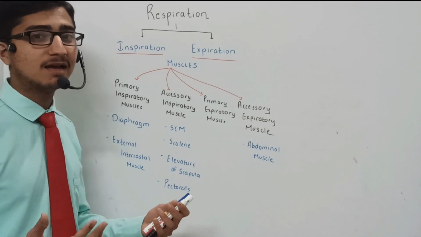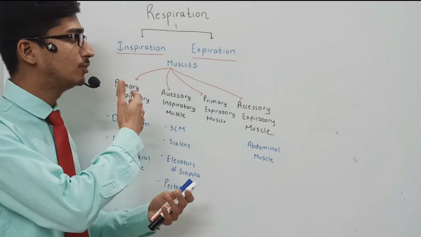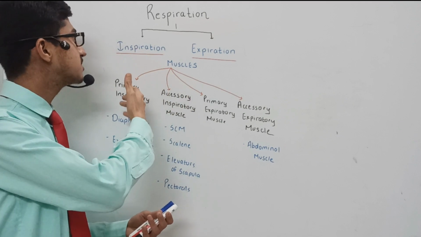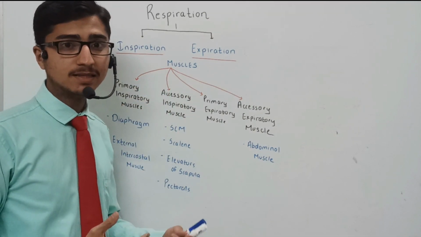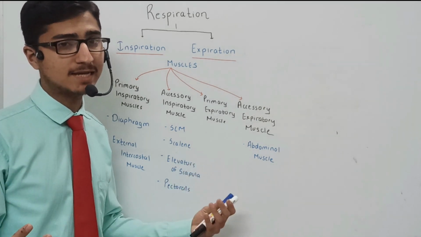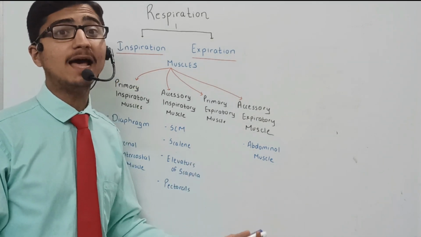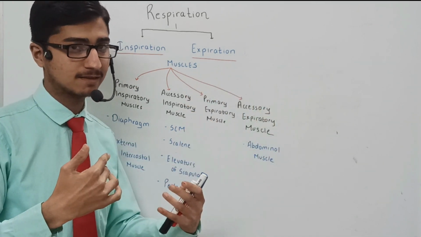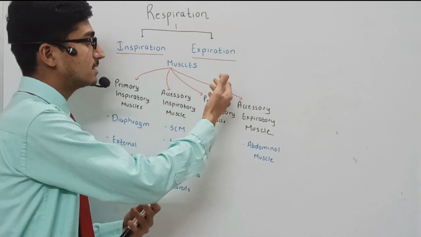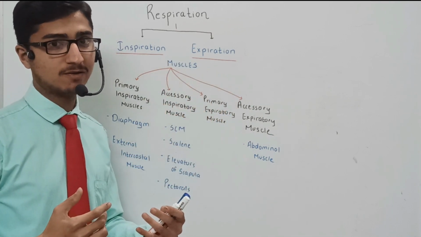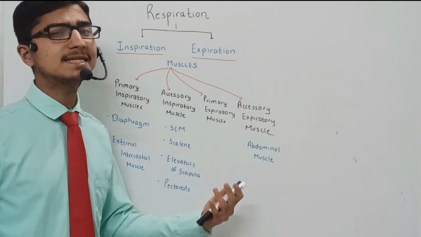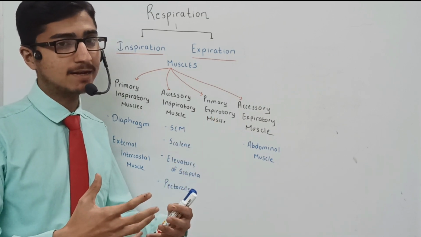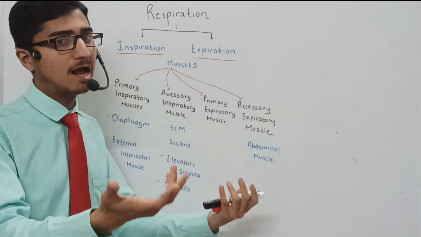Broadly speaking, respiration occurs in two processes. The first process is inspiration, wherein the lungs and the thoracic cage enlarge and the air moves in. The second process is expiration, wherein the lungs and thoracic cage take their pre-inspiratory position and the air moves out.